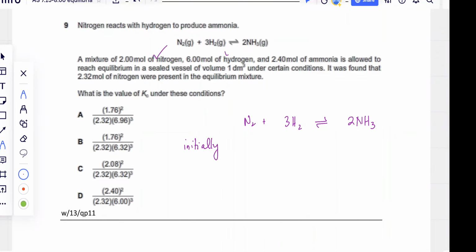2 moles of N2 and 6 moles of hydrogen, and he added 2.4 moles of ammonia. So it's going to be 2 moles of this and 6 moles of this, and 2.4 moles of this. Now, forward and backward reactions would start. The moles would change. And at equilibrium, it was found that there are 2.32 moles of nitrogen.